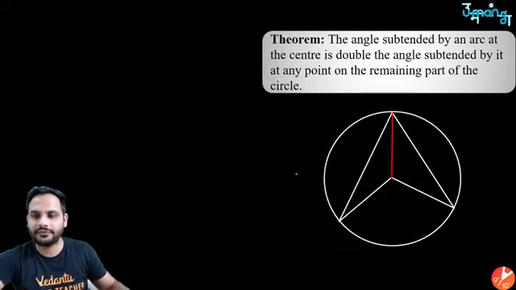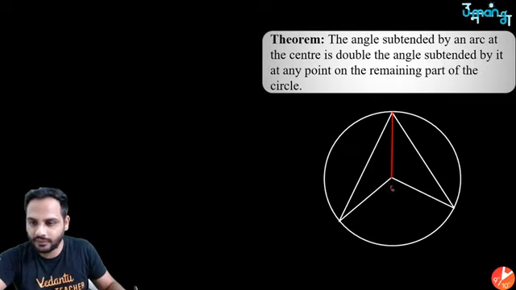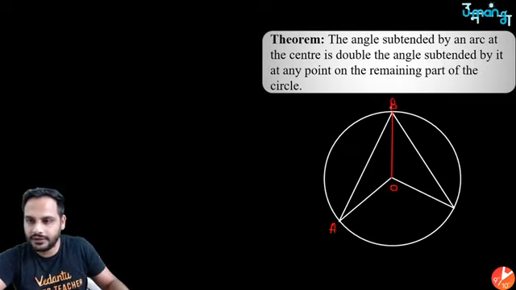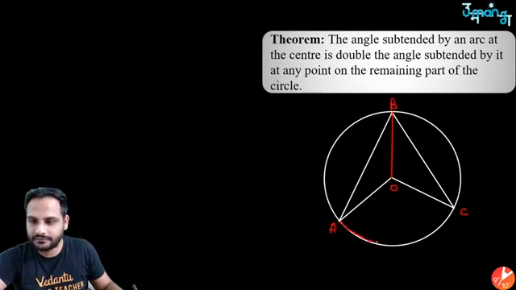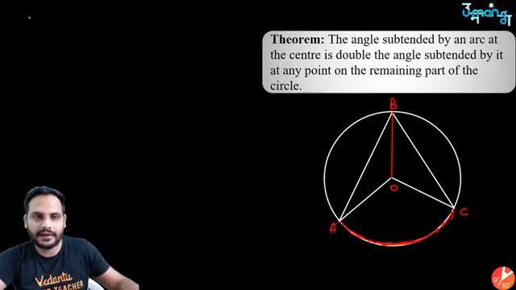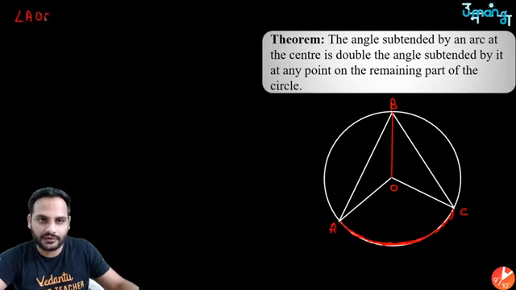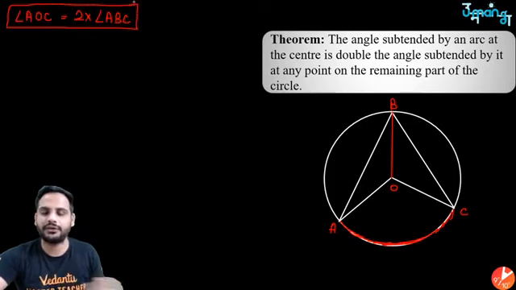Suppose this is your circle with center O over here. This is, let us say, a point A, point B and point C, and I am talking about this arc. We have to prove that angle AOC is double of angle ABC. That is what we need to prove.